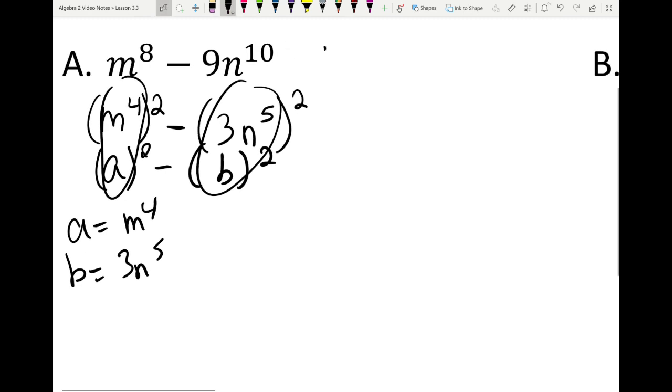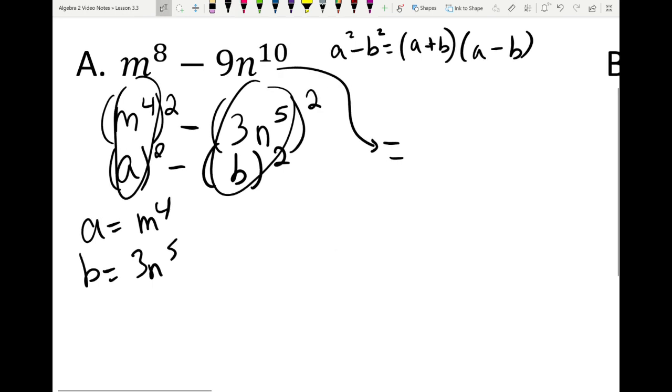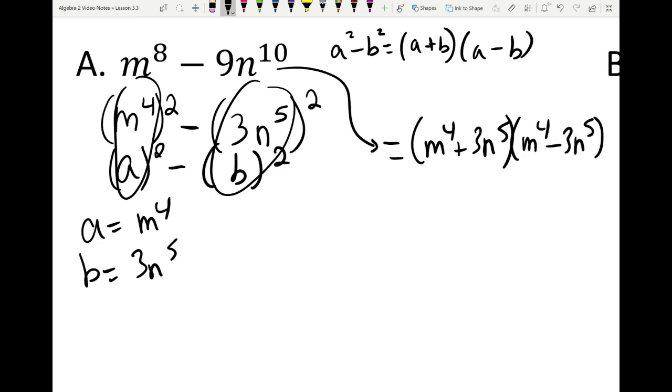So we'll write that identity again. A squared minus b squared is a plus b, a minus b. We can go straight to it. So our final answer, this guy here, equals a plus b times a minus b. That's it, done.